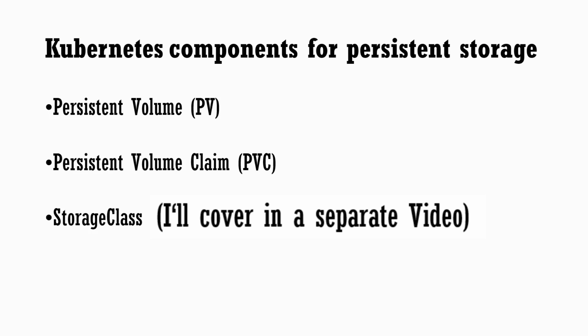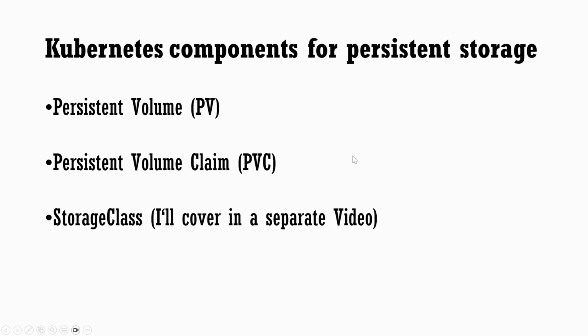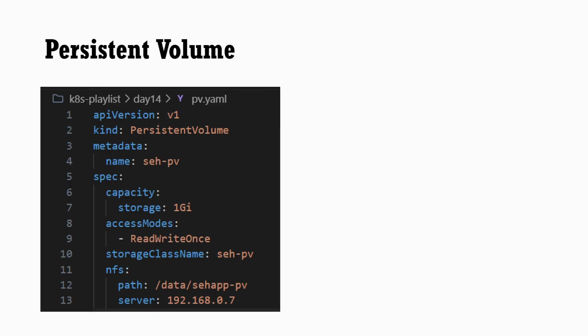Well, Kubernetes offers 3 key components to persist data, even if pods restart or nodes fail. First one is persistent volume, second persistent volume claim and third storage class. Now let's understand these one by one. First thing we need is a persistent volume. A persistent volume basically tells Kubernetes how much storage is available and how Kubernetes should connect to the backend storage.